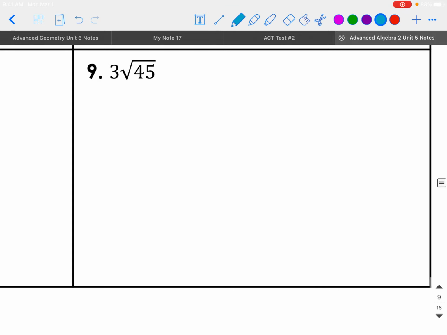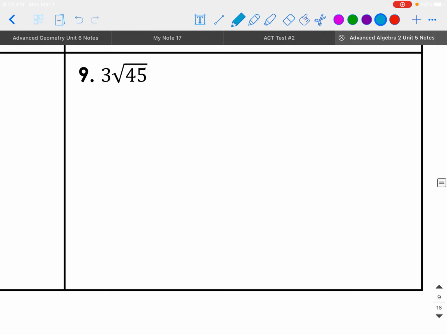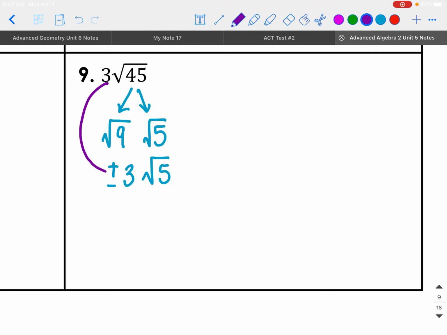All right, number 9. The 45 will split up into square root of 9 times square root of 5. And this becomes plus or minus 3 radical 5. But I need to multiply by 3 to get plus or minus 9 radical 5.